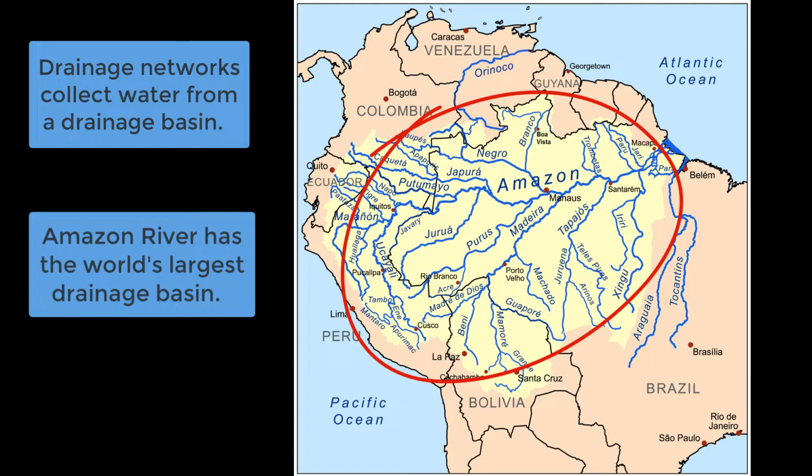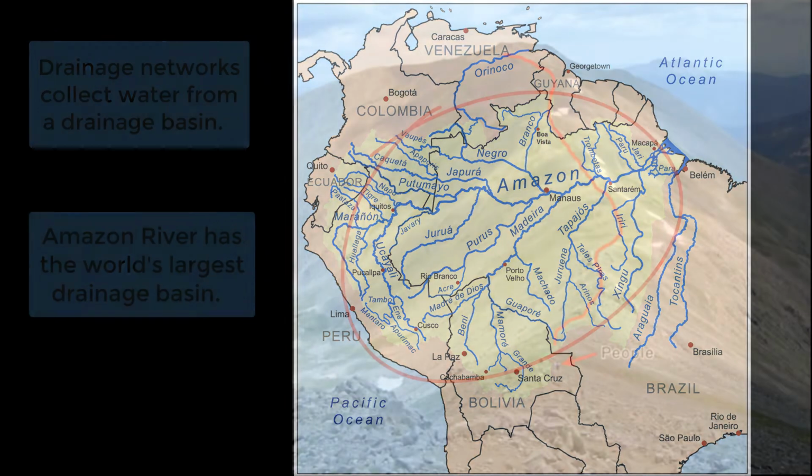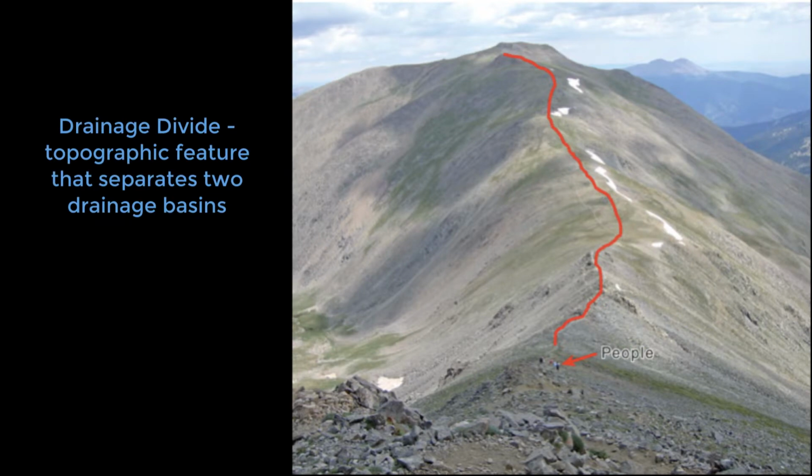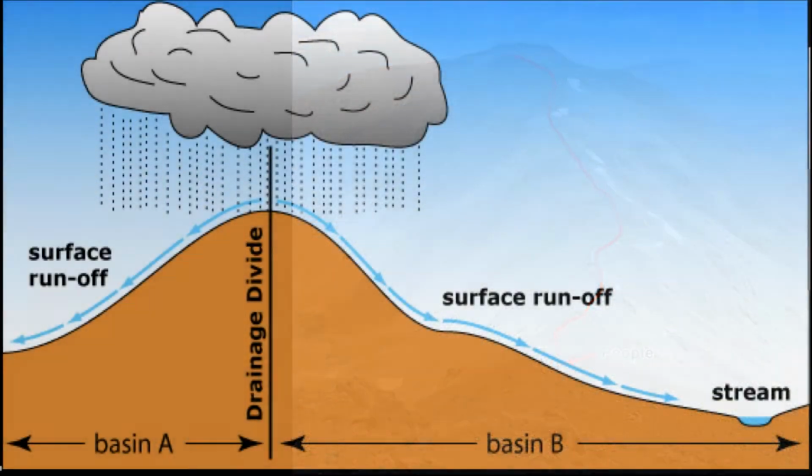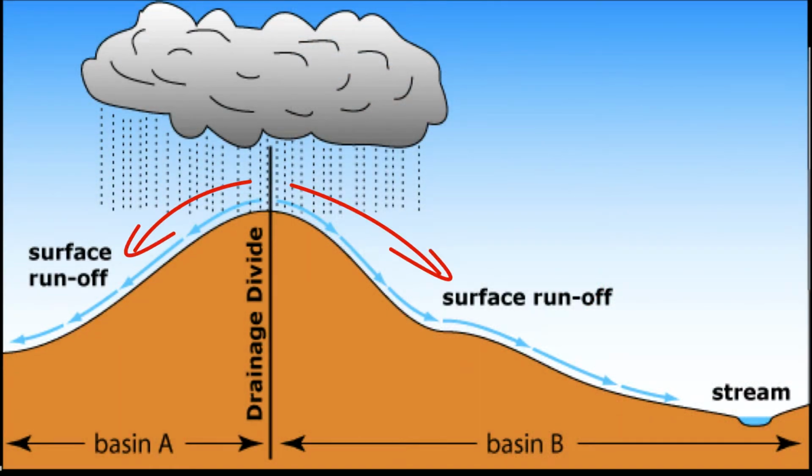It's the area that drains into a major river. And this drainage basin is bound by a topographic ridge or a topographic high, and that's called the drainage divide. So precipitation that falls on different sides of the drainage divide will enter a totally different drainage system.